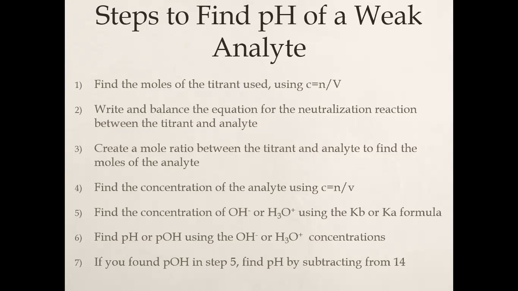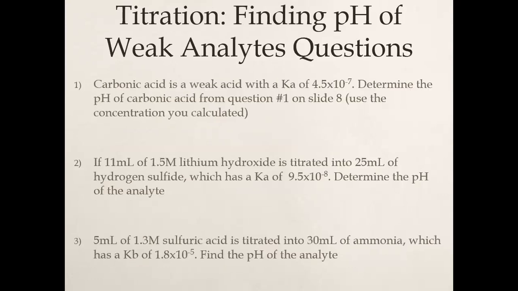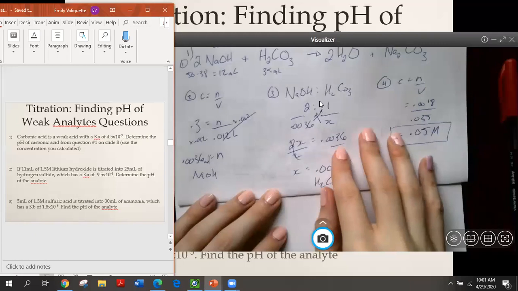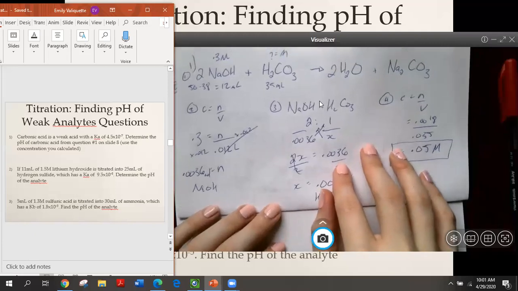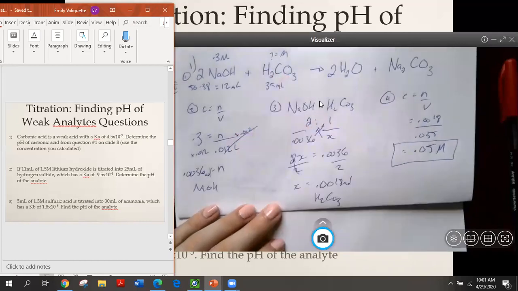Okay, so here's an example again that you can look over. We'll do the first one here together, and then you guys can do the next two on your own. Okay, so for the first question, it says carbonic acid, which is H2CO3, is a weak acid with a Ka of 4.5 times 10 to the negative 7. Determine the pH from question 1.